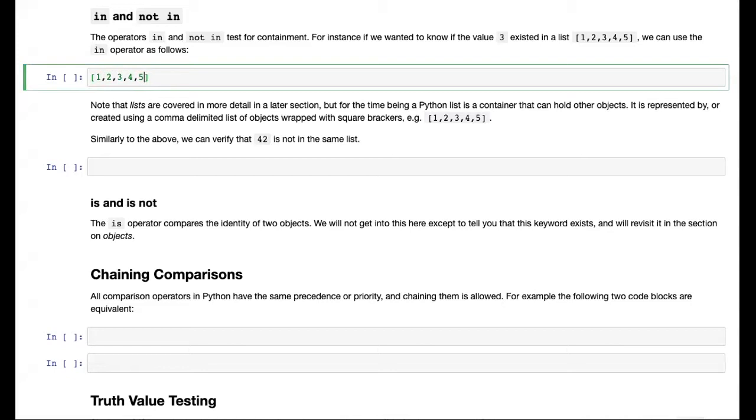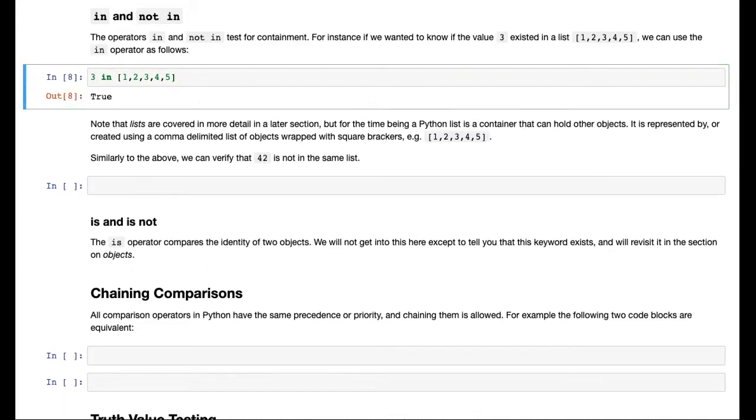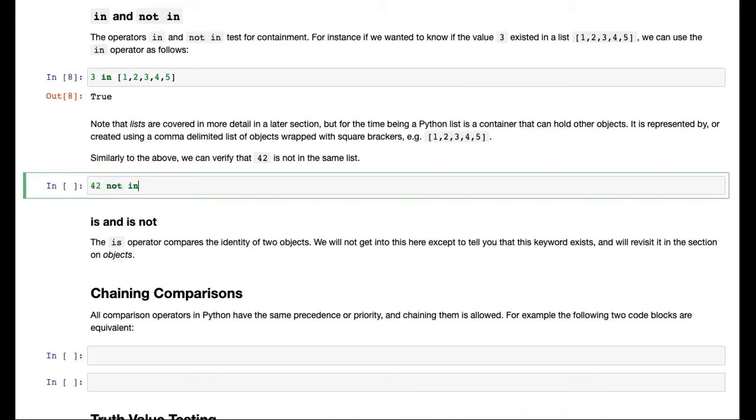But for this example, let's say we wanted to know if the integer 3 existed within this list. We can write 3 in and then give our list. And running the code block will give us back true since 3 does in fact exist within this list. Likewise, I can ask if 42 is not in the same list, which also returns true since the list doesn't contain the value 42.